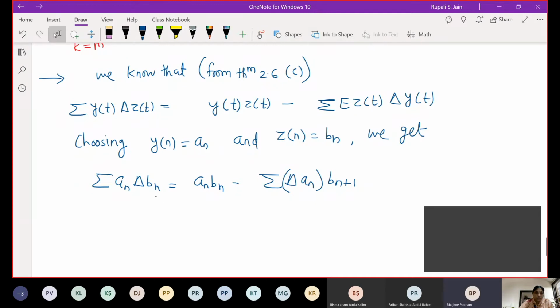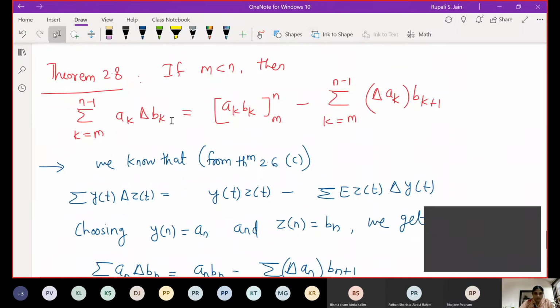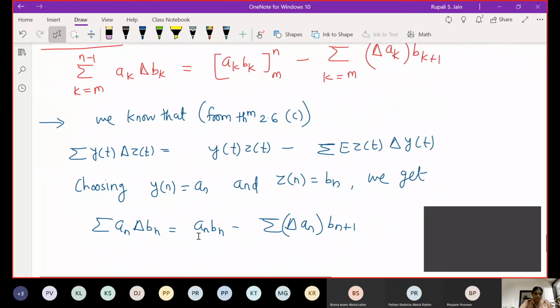Here we have to prove in terms of definite sum, but the earlier result for indefinite sum that we have in 2.6 we are using here. So if I choose y_n is a_n and z_n is b_n, I will get this one. E z_t is nothing but z at t plus 1. So z at t plus 1 will be b_(n+1), right?